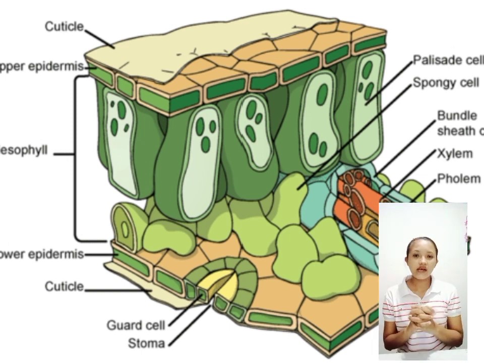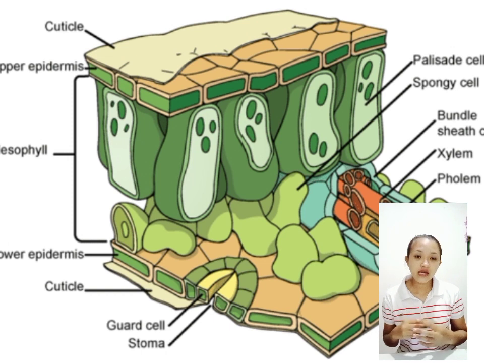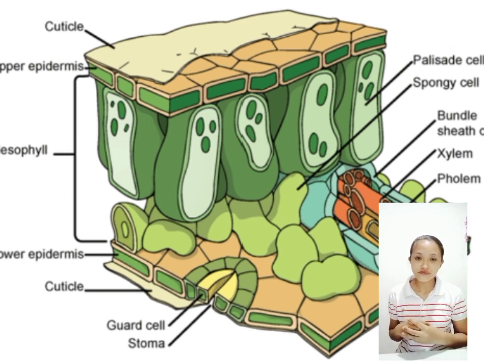The second one is the palisade mesophyll. Palisade mesophyll is also called the palisade parenchyma. It is tightly packed column-shaped cells that can be 1, 2, or 3 thick.